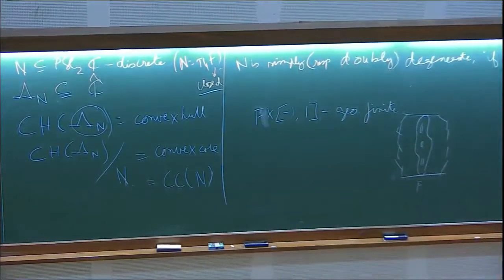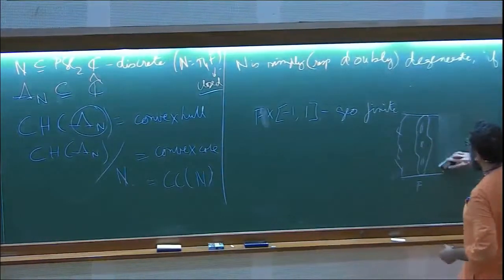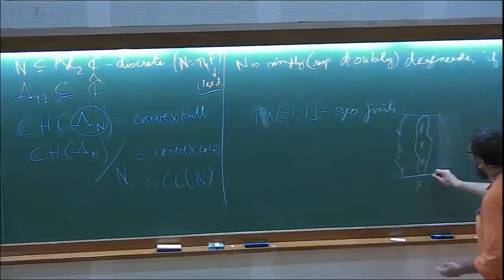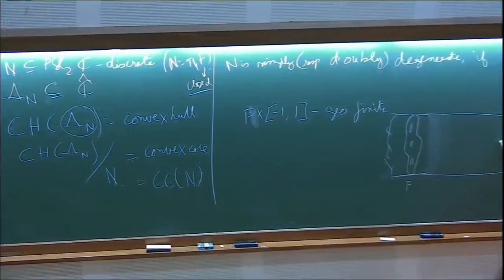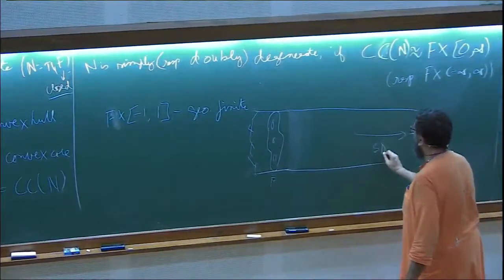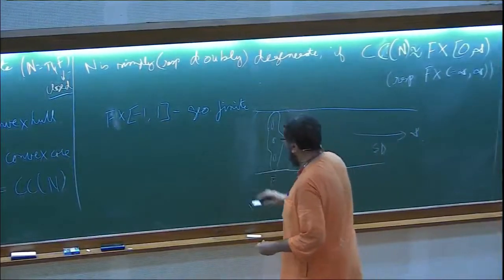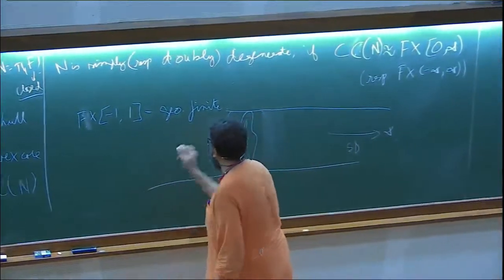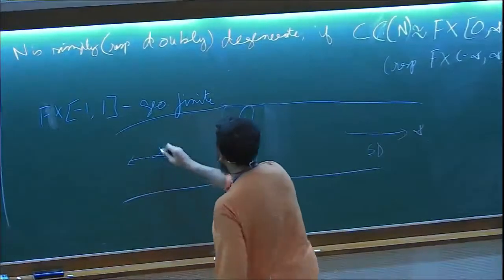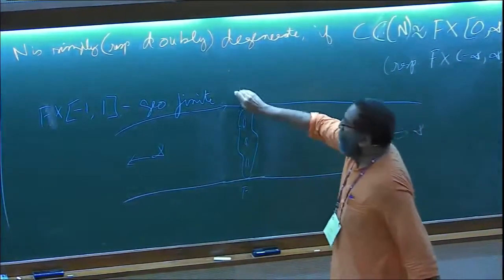It's bounded by two pleated surfaces which have made their appearance earlier today. In the simply degenerate case, one side of the convex core pushes off to infinity. This goes off to infinity. This is the simply degenerate case. And the doubly degenerate case is where both sides go off to infinity. So this is the doubly degenerate case.